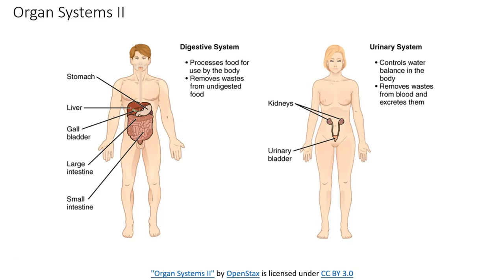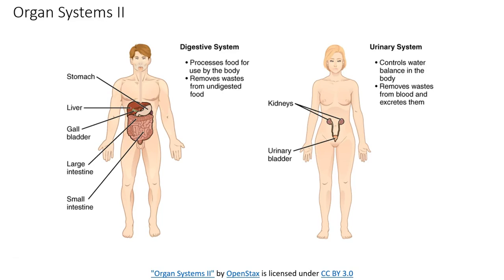Digestive system, again, I think this is a pretty obvious one for most people. This is where we're processing food so that the body can use it for nutrients and energy. It is also going to help remove certain waste products from our undigested food. So the mouth, esophagus, stomach, liver, gallbladder, large and small intestines, among other parts, all make up that digestive system.